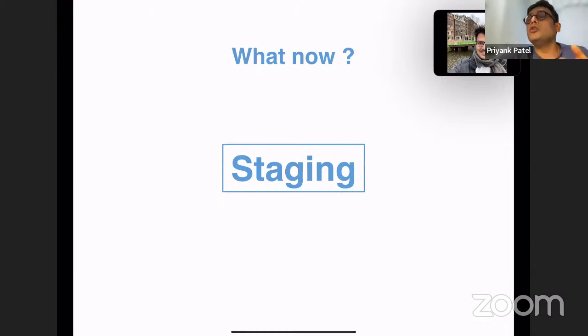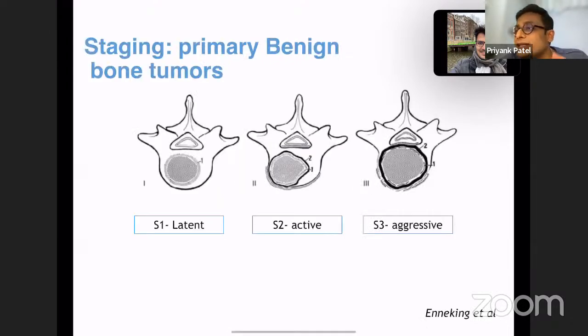So, what do you do now? You want to stage the tumor. Why stage the tumor? Because based on staging, you can make a treatment plan. Now, primary bone tumors are classified as S1, S2, and S3. S1 is a latent primary tumor, you don't bother. S2 is a primary tumor which is getting active, and S3 is a tumor which you want to treat. So this is the staging for benign bone tumors.